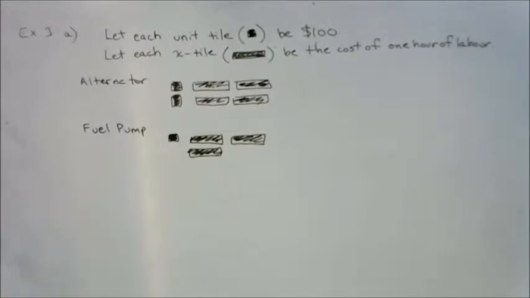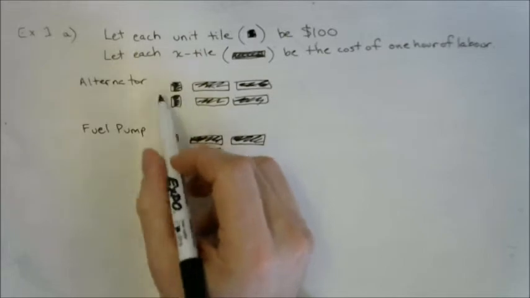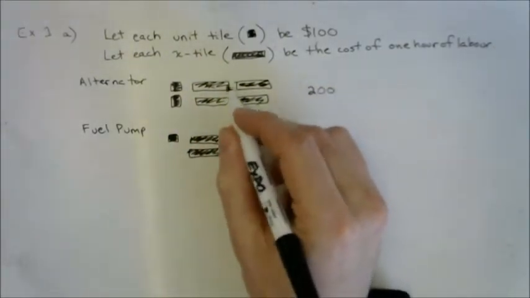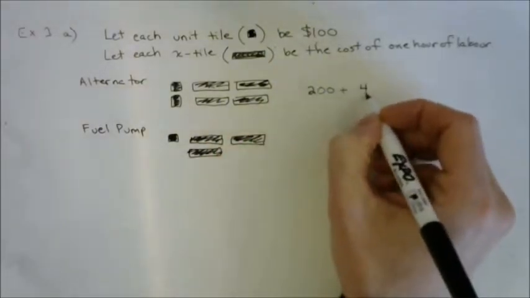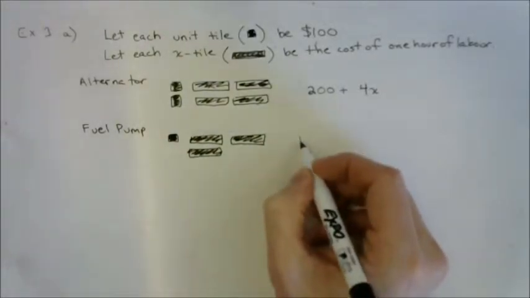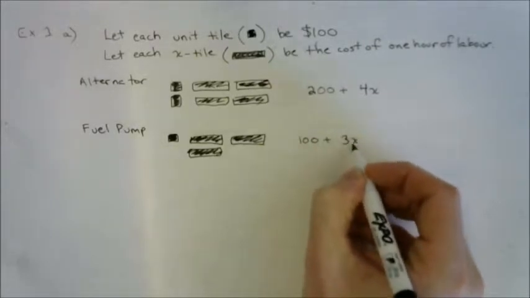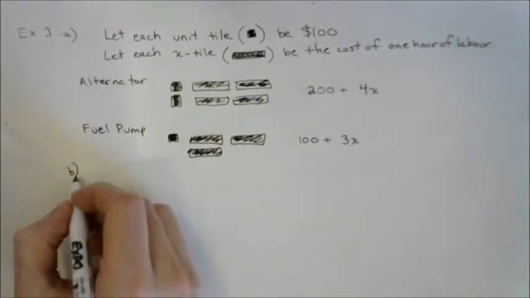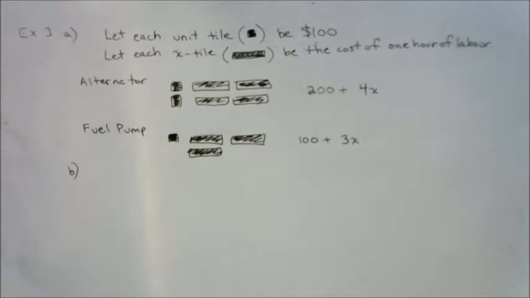Good. Now, an expression for each repair. Well, the alternator, we have 200 plus 4x. Right? What do we have for the fuel pump? 100 plus 3x. Good job. B. Find a simplified expression for both repairs together.